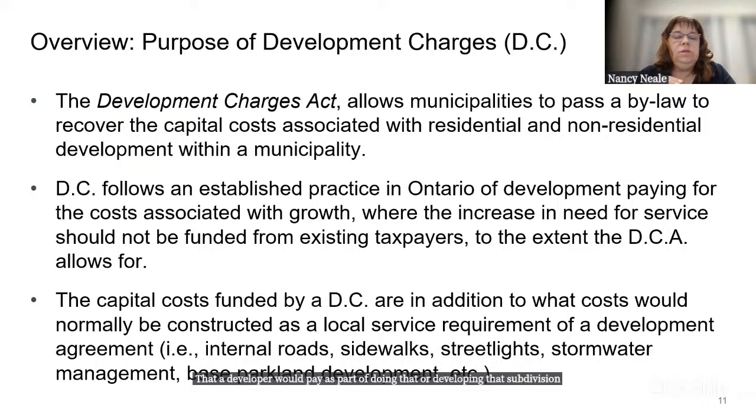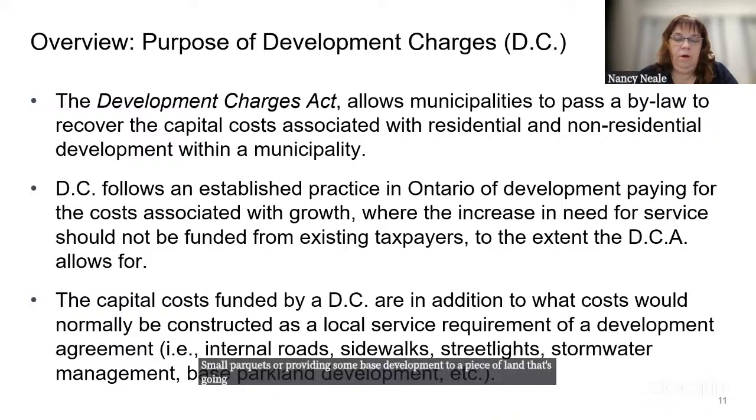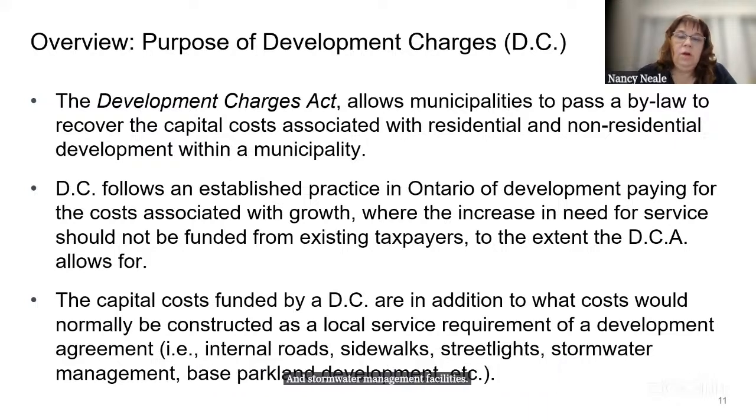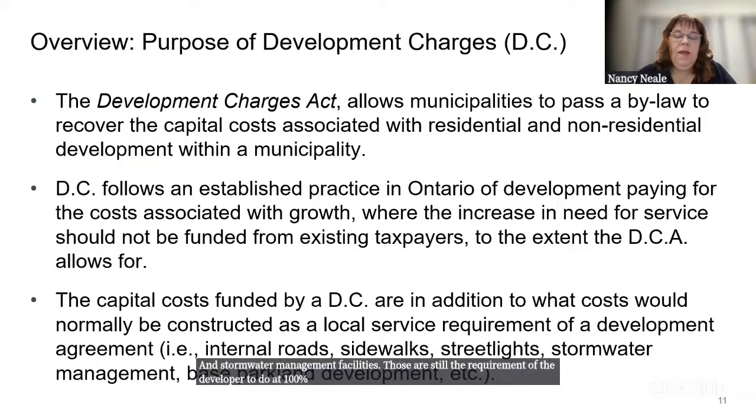Those include things such as the internal roads and sidewalks, street lights, small parkettes, or providing some base development to a piece of land that's going to be dedicated for a park, and stormwater management facilities. Those are still the requirement of the developer to do at 100% of their cost.